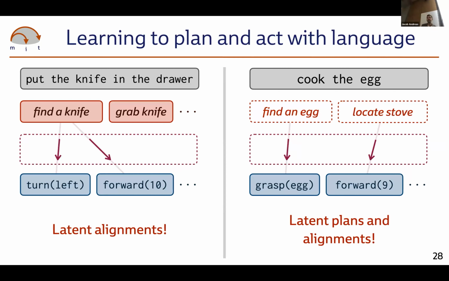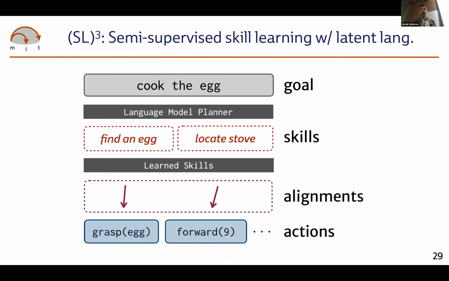And so to learn, we're just going to try to fill these things in jointly with the parameters of these two policies that we're learning themselves. So, here's our model again. What we need to learn here are parameters for this language model planner, parameters for this sort of skill execution models, and these missing subtask labels and their alignments to low-level actions.